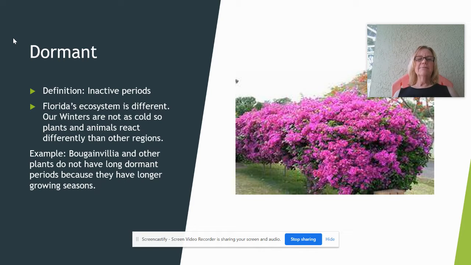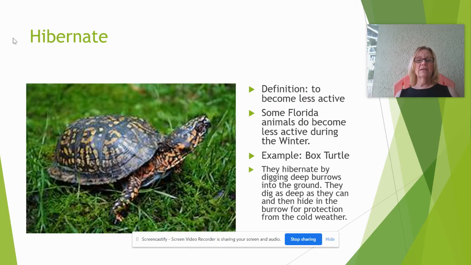Dormant. The definition of dormant means inactive periods. Florida's ecosystem is different. Our winters are not as cold, so plants and animals react differently than other regions. Examples, the bougainvillea and other plants do not have long dormant periods because they have longer growing seasons.